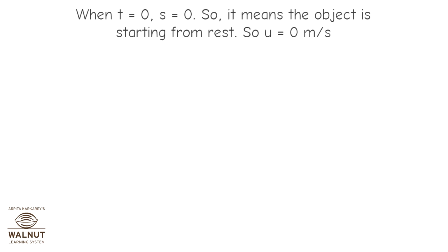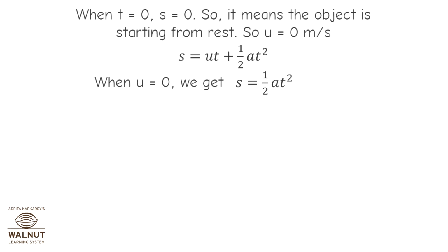When t is equal to 0, s is equal to 0. So, it means the object is starting from rest. So, u is equal to 0 meters per second. s is equal to ut plus half at square. When u is equal to 0, we get s is equal to half at square. Therefore, a is equal to 2s upon t square.